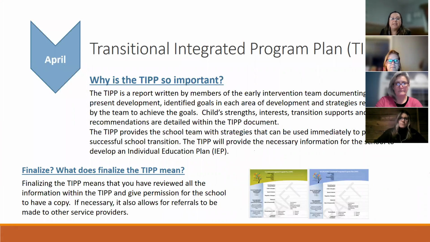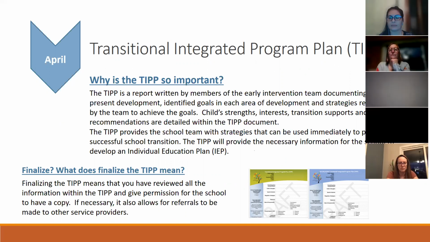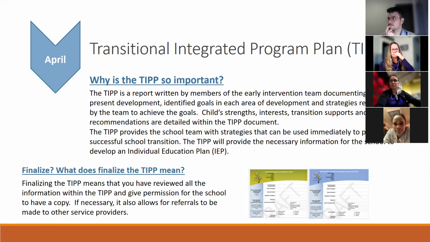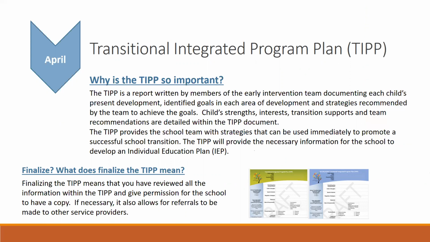So that brings us into April. In April, we focus on the Transitional Integrated Program Plan, or TIP. And even before that, you might have your resource consultant or infant and child development worker talking about the TIP. So why is the TIP so important? The TIP is a report written by members of your early intervention team, and it documents each child's present development. It identifies goals in each area of development and then strategies recommended by the team to achieve those goals. And that's shared with your school team.